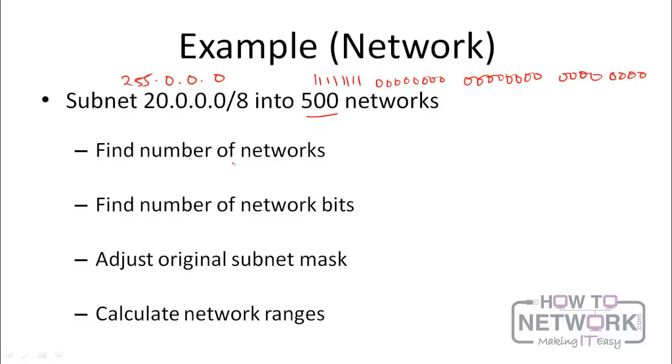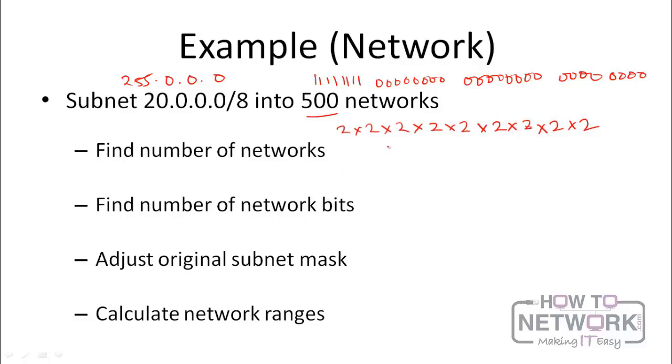The first thing we want to do is find the number of network bits. We have 500 networks, so we are trying to find the smallest power of 2 that's bigger than 500. We have 2 multiplied by 2, which gives us 4, multiplied by 2 gives 8, then 16, then 32, then 64, then 128, then 256, multiplied by 2 again gives us 512. Now, 512 is more than 500, so we'll stop.